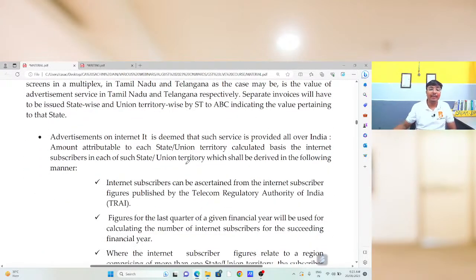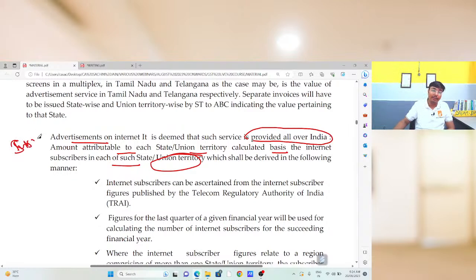Next, advertisement on the internet. It is deemed that such services are provided all over India. When I provide any advertisement on the internet or on social media, it is deemed that this information is floated throughout India. In that case, the amount attributable to each state and union territory is calculated on the basis of the internet subscribers in each state and union territory. So that will be distributed according to the subscribers of the internet.